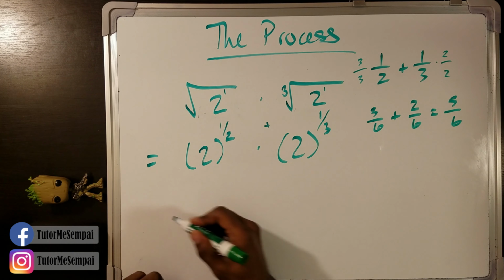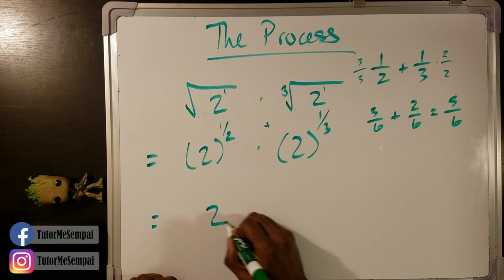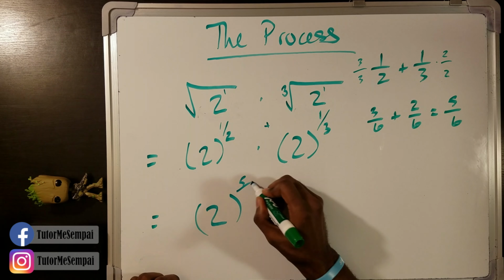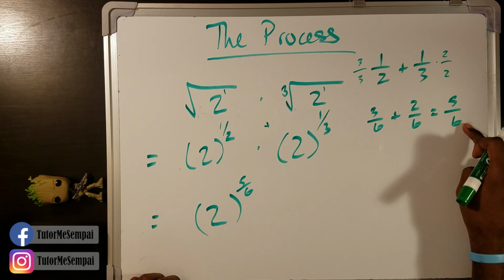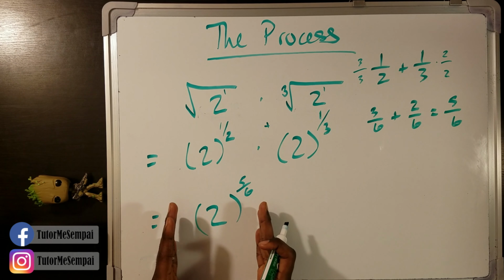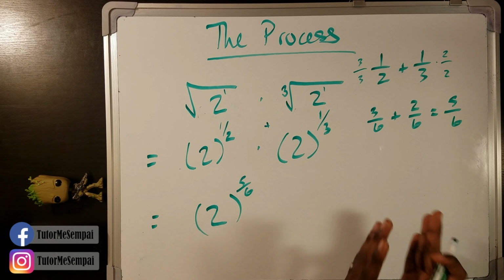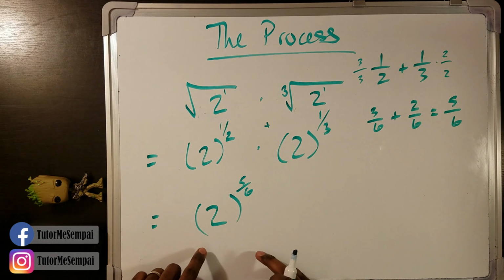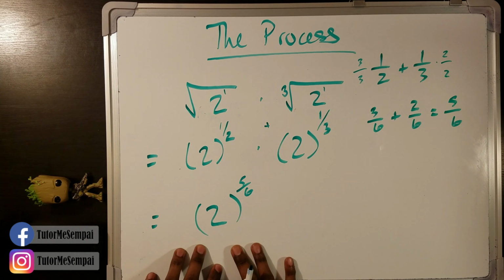So we keep the same base when we're multiplying these of 2, and you can keep it in parentheses if you want. And then we're going to use our new exponent of 5 over 6. Now you can technically leave it like this, but let's transform this back into radical form. Because we started in radical form, let's go back to radical form. Let's not keep it in exponent form.